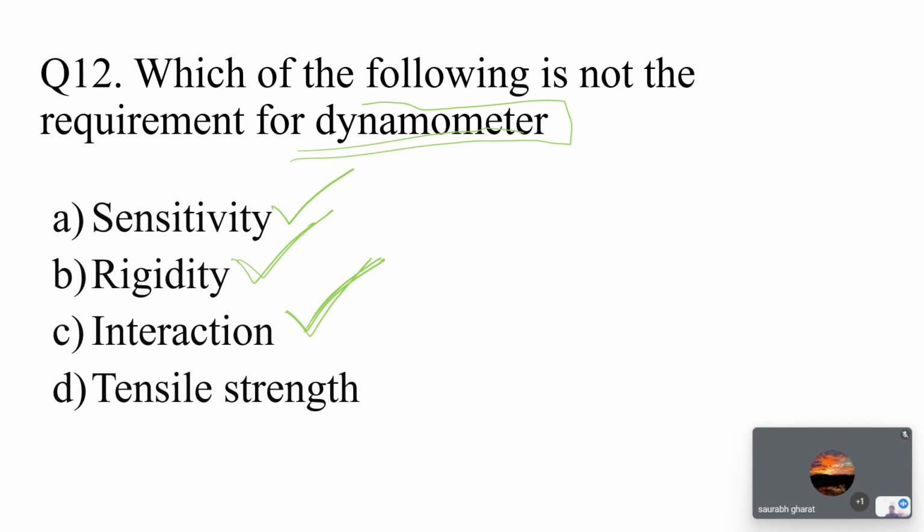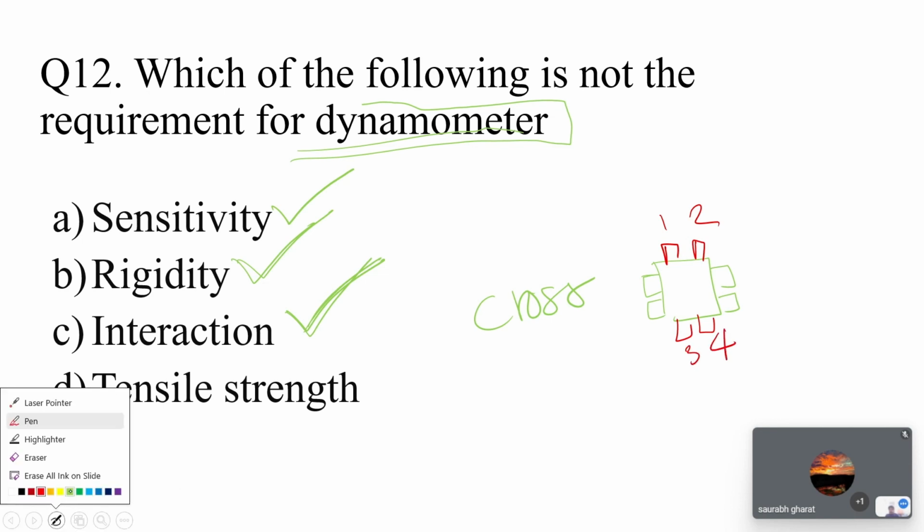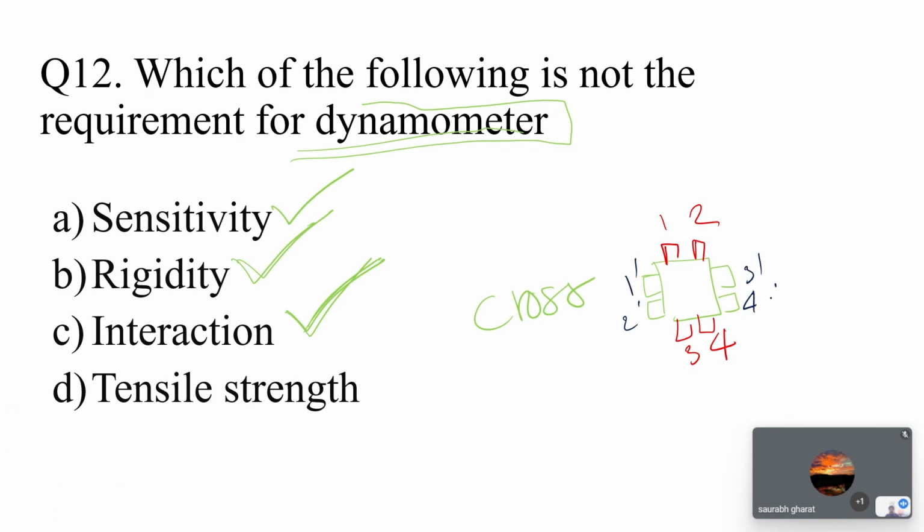So interaction is required here. What kind of interaction is required? Cross reference should not be given to it. It is mentioned in the slide that cross signal should not affect it. Like here we have put different gauges, 1, 2, 3, 4, and here consider 1 prime, 2 prime, 3 prime, and 4 prime. So interaction means this.